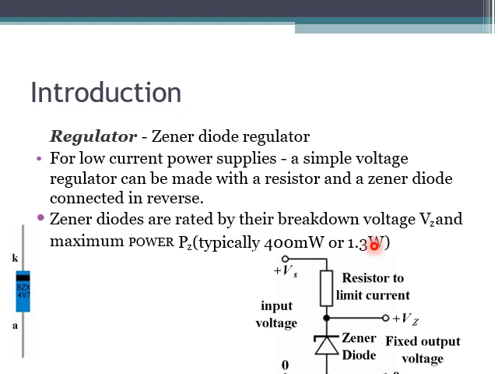Breakdown voltage, maximum of 7 to 9. Okay, clear? Please remember this in mind.